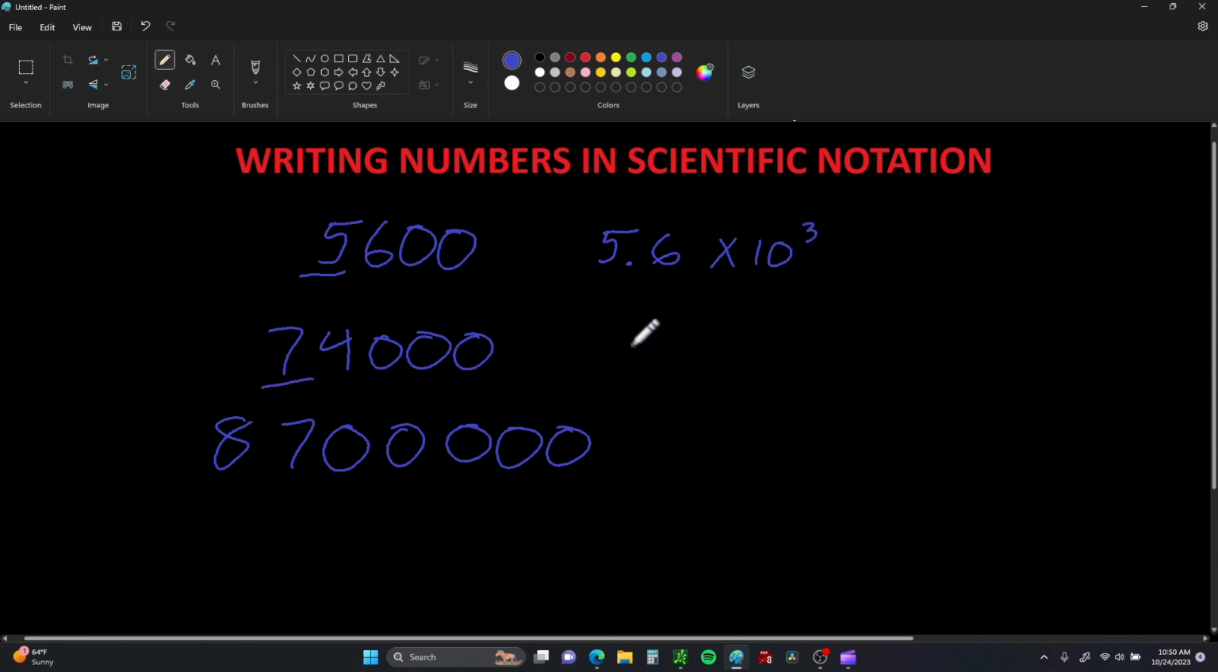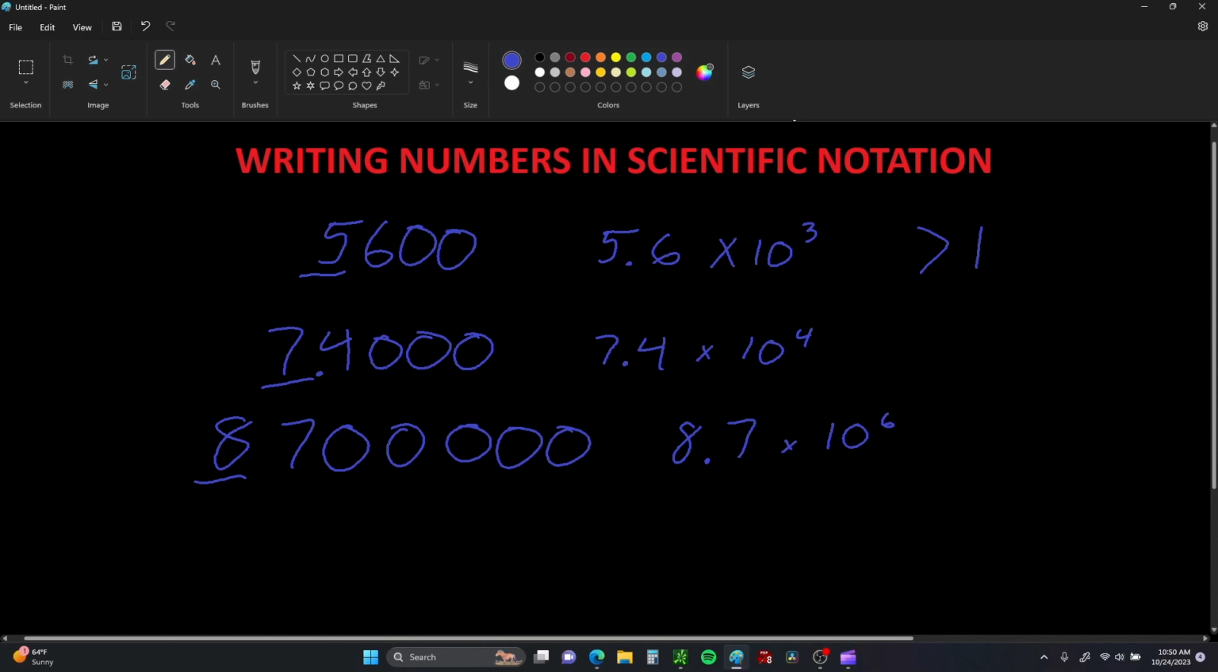So the first digit is 7, then I put a decimal, the next digit, 4, and how many places I need to move the decimal from here to here is 4, so it's times 10 to the fourth power. And then here, my first digit is an 8, and I'm going to put point the second digit. And in order to move to here, I'm going to go 1, 2, 3, 4, 5, 6, so it's times 10 to the sixth power. Now this applies only to numbers that are greater than 1.